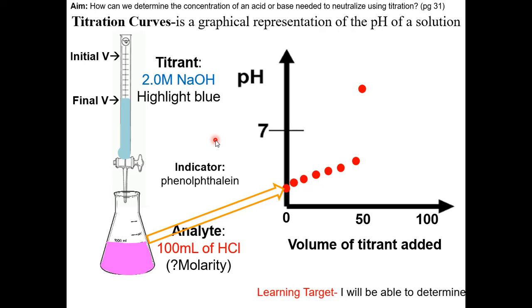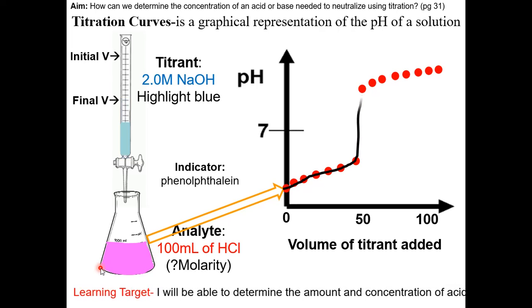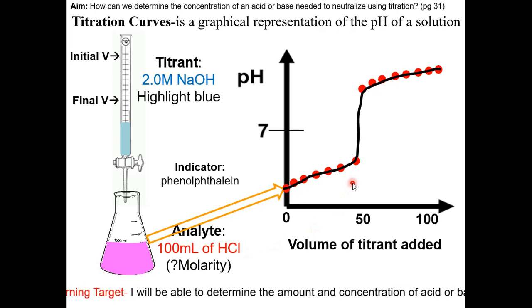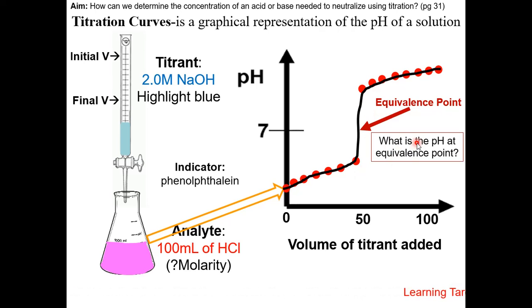Let's add more base to the solution. By adding more base, the pH of the solution in the flask will increase. Now let's connect the dots. And this is our titration curve. The equivalence point is in the middle of the steep slope. So what is the pH at the equivalence point? It is 7 for a strong acid and strong base titration.